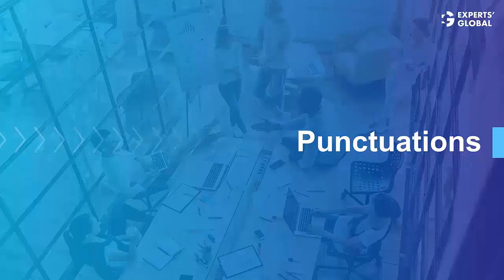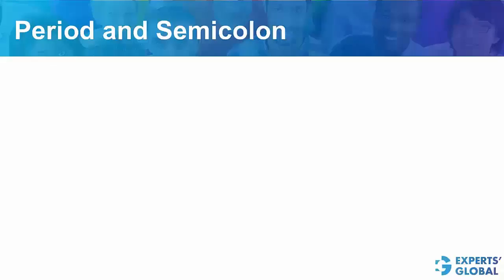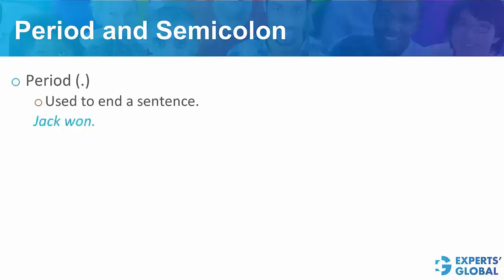Now let's get into punctuations. To begin with, period and semicolon. Period has only one use, which is to end a sentence. For example, "Jack won." and then a period.